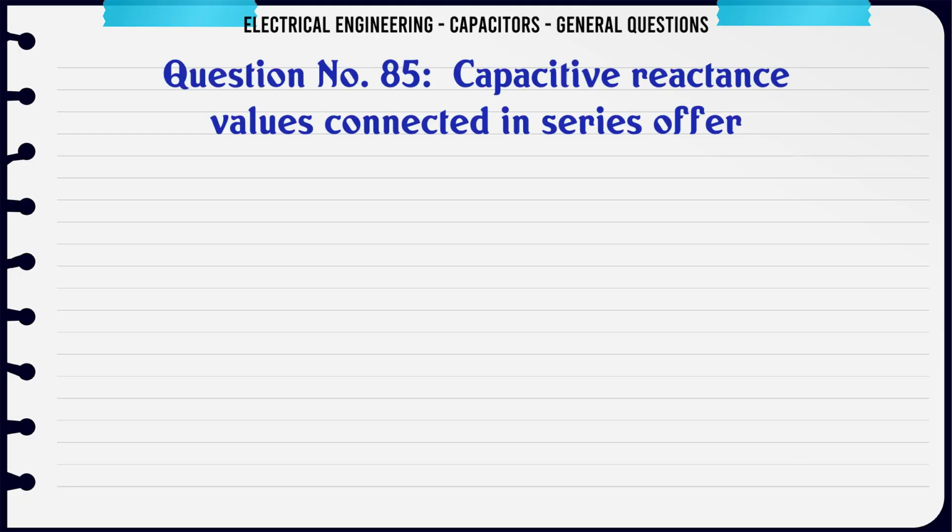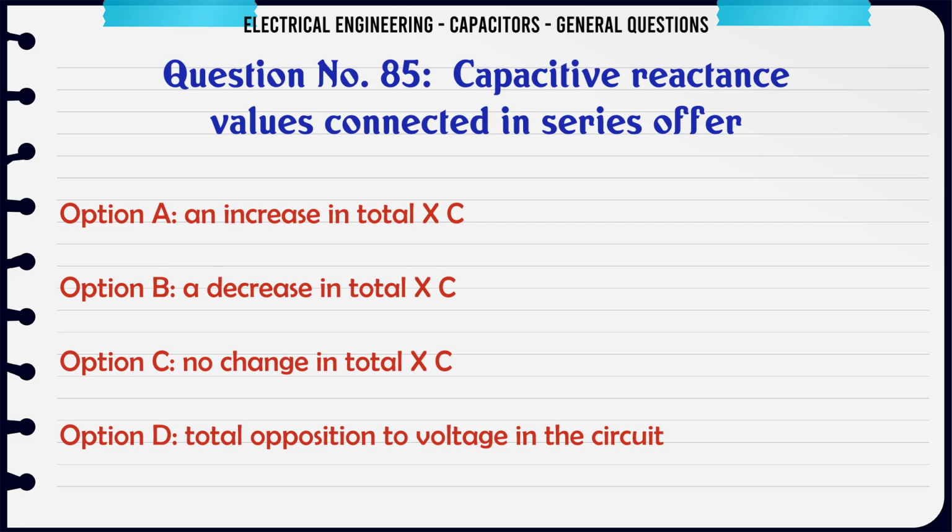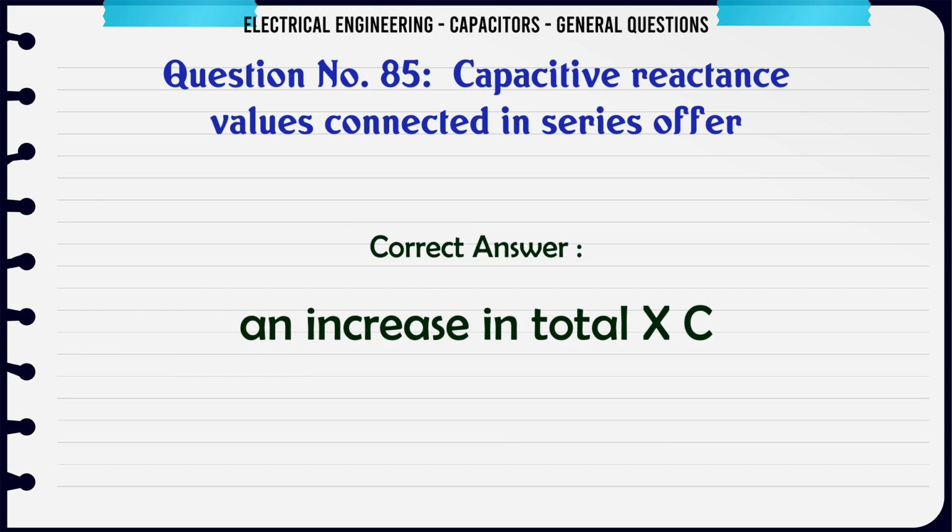Capacitive reactance values connected in series offer A. an increase in total XC, B. a decrease in total XC, C. no change in total XC, D. total opposition to voltage in the circuit. The correct answer is an increase in total XC.